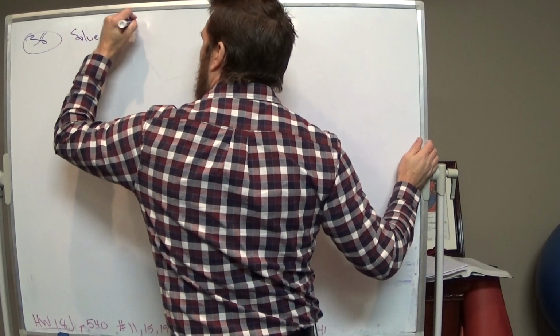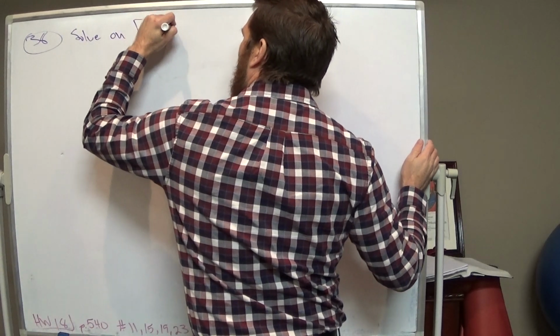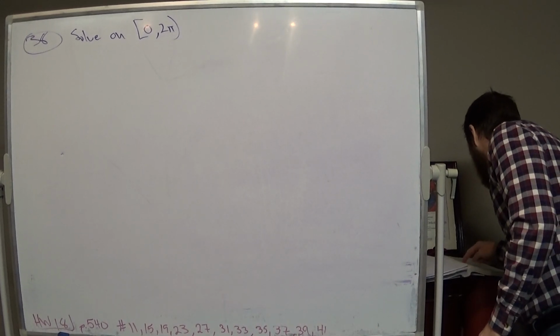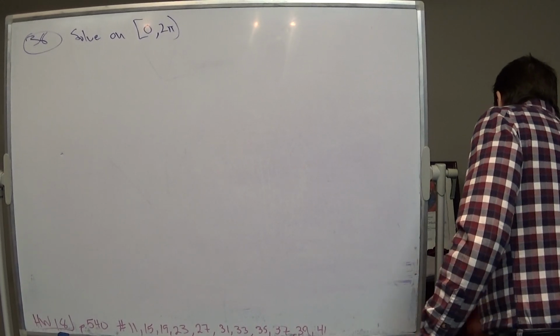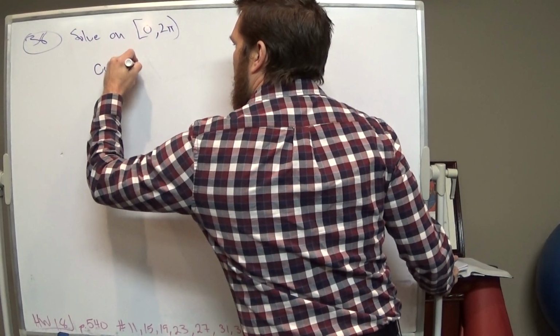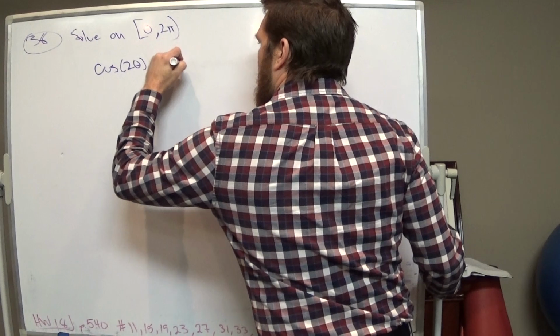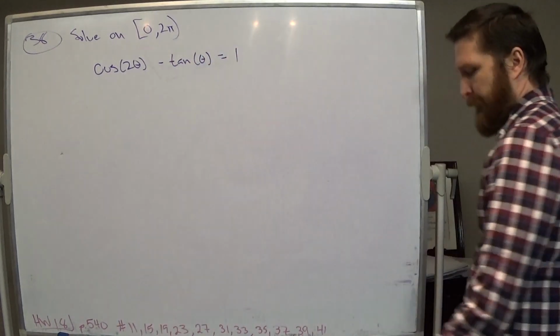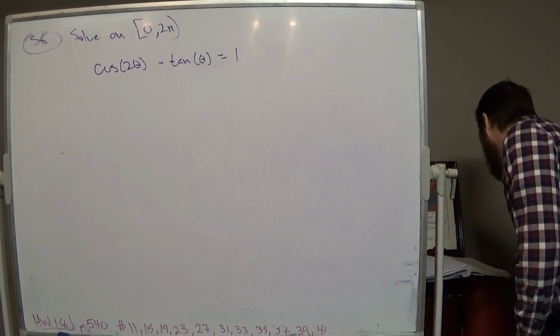Or solve on 0 to 2 pi. Okay? Cosine 2 theta minus tan theta equals 1. Any ideas? Well, I think the formula.